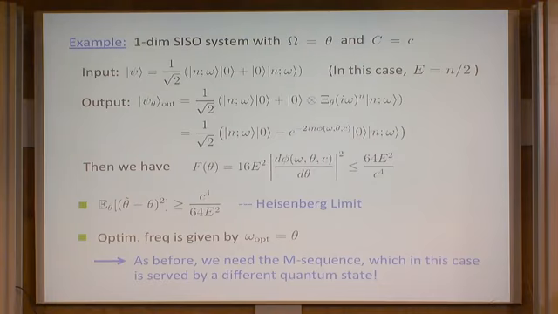But that means we can have the Heisenberg limit in the estimation error. And this is not achievable classically, I guess. So this is quantum methodology itself. And again, the optimal frequency is given by the unknown parameter theta.